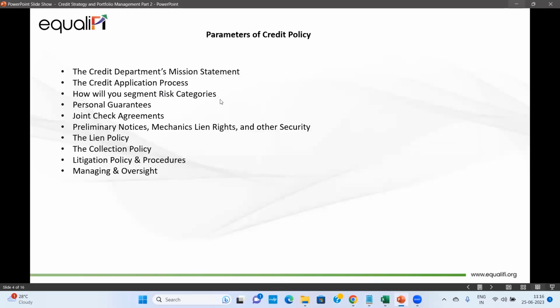Then the credit application process, how the credit application process works, right? The step-by-step process, as I had discussed, and how it works. The entire process flow, the workflow you can say.